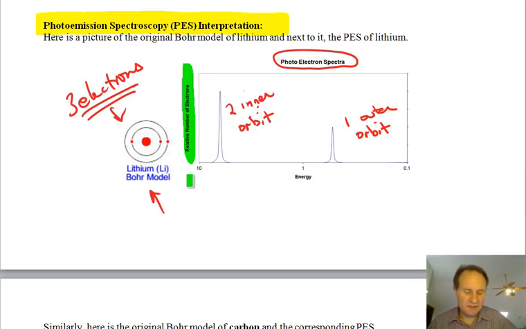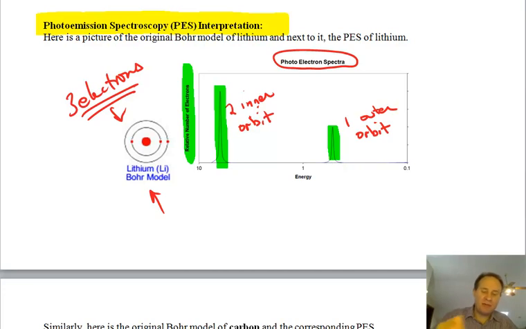Couple things to notice here before we get complicated. The y-axis shows us the relative number of electrons. This peak is larger, taller on the y-axis than this one. And that's because you've got 2 electrons there, but only 1 there. Taller peak means more electrons.